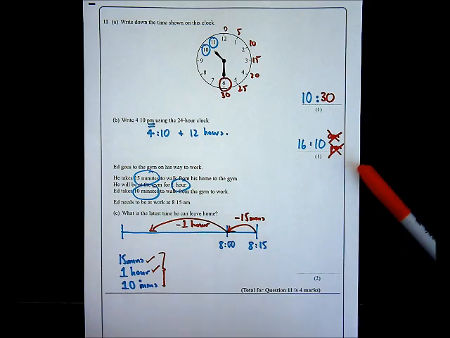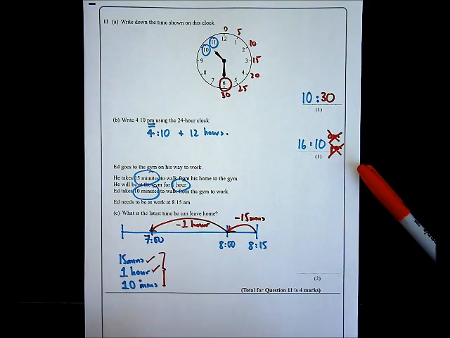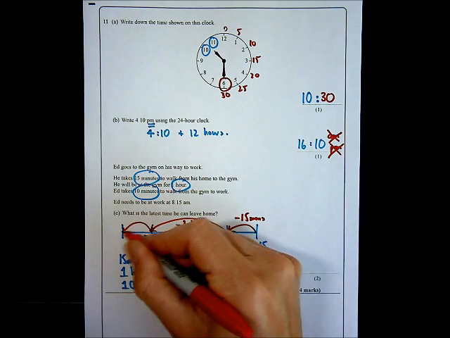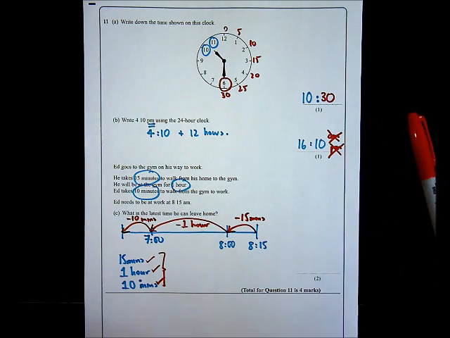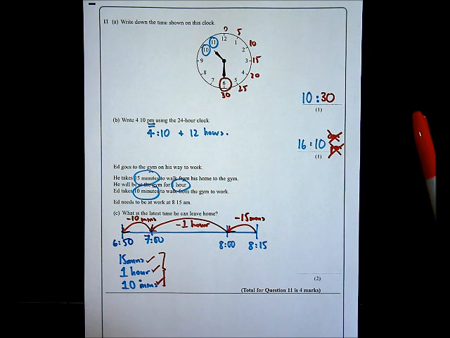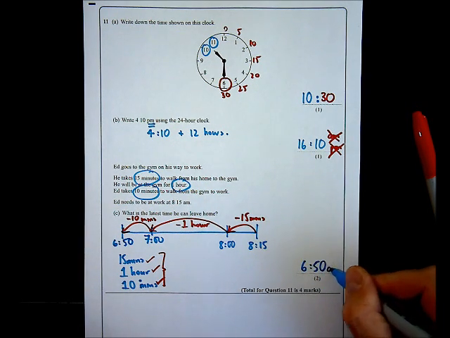And 1 hour off 8 o'clock would be 7 o'clock. And the last one I've got to use is the 10 minutes. So I'm going to take 10 minutes off 7 o'clock. And 10 minutes off 7 o'clock would be 6:50. So the latest time we can leave home is 6:50 AM.